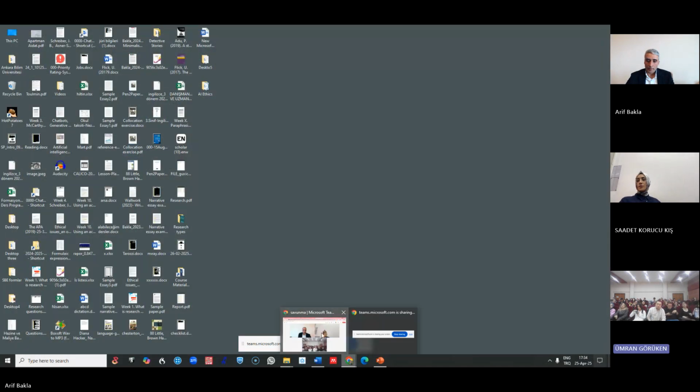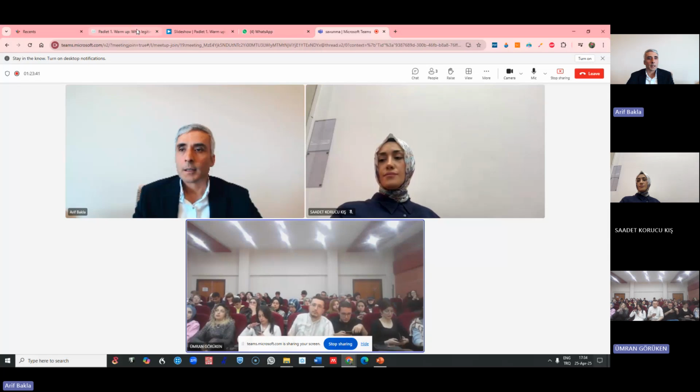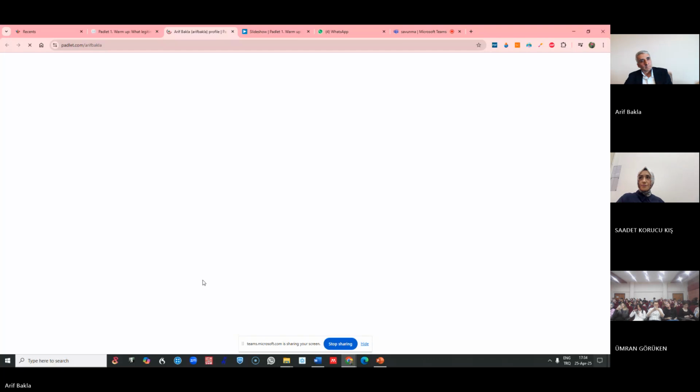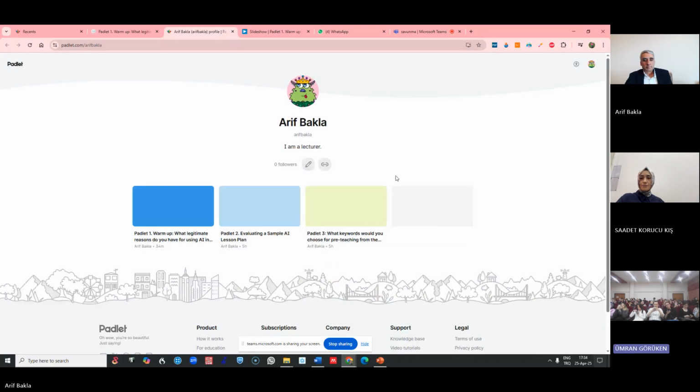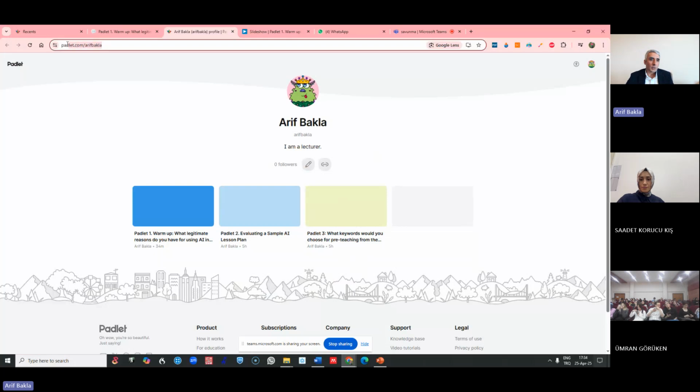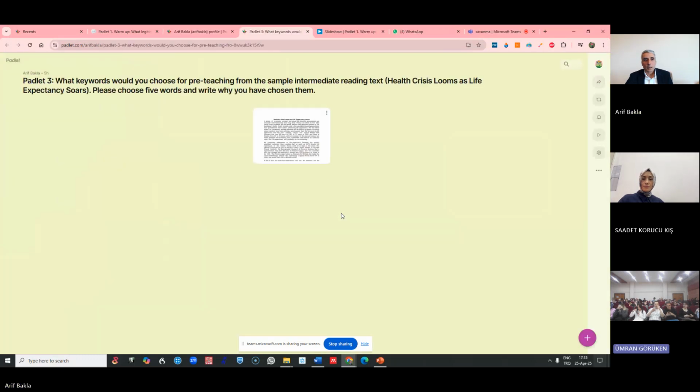Scan the code. Awesome. Okay, when we come to Padlet, now you will go to Padlet 3. Padlet 3, friends. If you can't scan the code, you can just write padlet.com Arif Bakla /Arif Bakla. Okay? Just write that and you will come to this page. Click on Padlet 3. In this Padlet, you will have access to the Word document.